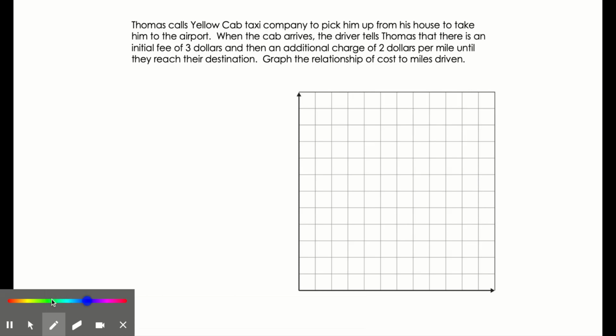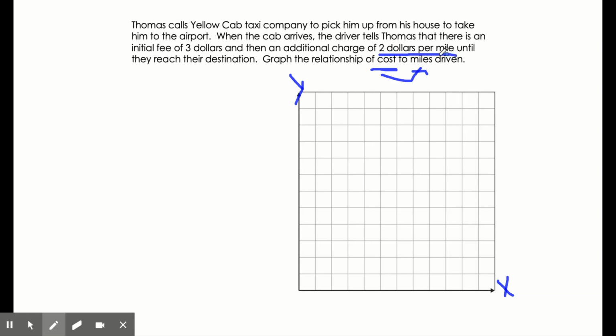So first thing we do is I'm wanting to label my x and y axes, first with an x and a y, and second with the units each axis is going to be responsible for. So the way that we can find that is a couple of different ways. One is in this last statement, the relationship of cost to miles driven. In this case, it's telling me that cost is dependent on the miles that I drive. And the other would be in my statement, $2 per mile. Again, telling me that whatever amount I have is dependent on the miles that I drive.